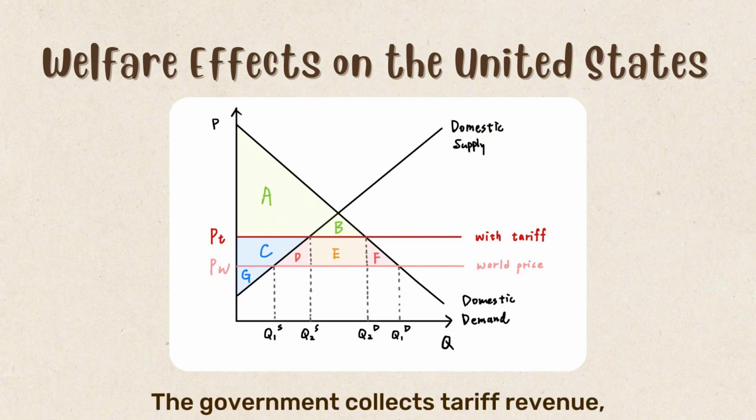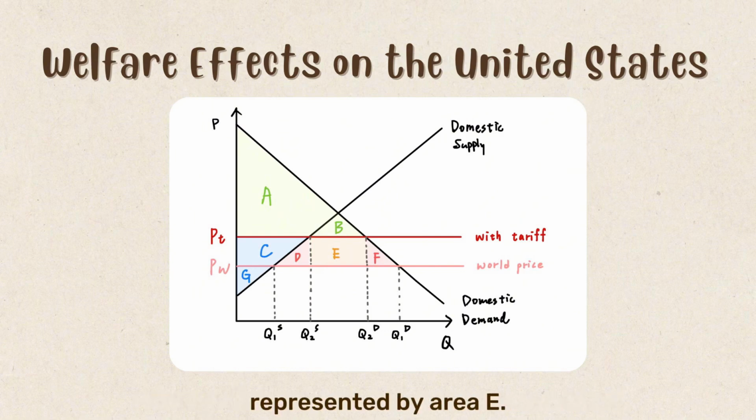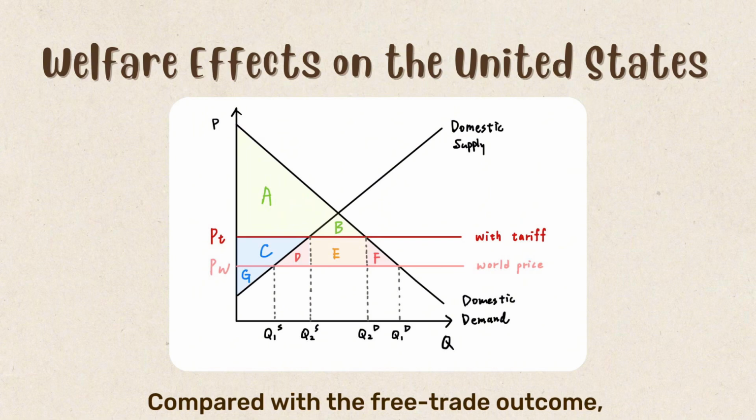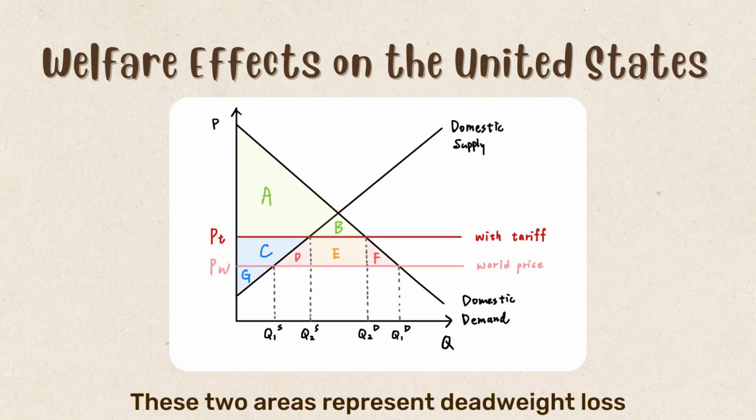The government collects tariff revenue, represented by area E. Total surplus becomes A plus C, A plus B plus C plus E, and G. Compared with the free trade outcome, the economy loses areas D and F. These two areas represent deadweight loss.